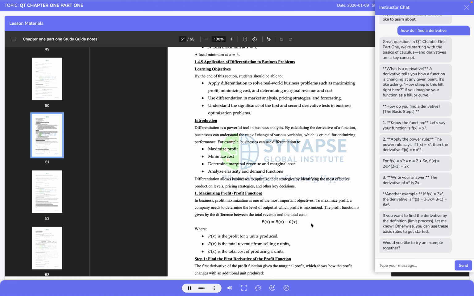By the end of this section, you should be able to apply differentiation to solve business problems such as maximizing profit, minimizing cost, and determining marginal revenue and marginal cost. Use differentiation in market analysis, pricing strategies, and forecasting, and understand the importance of the first and second derivative tests in optimization problems.